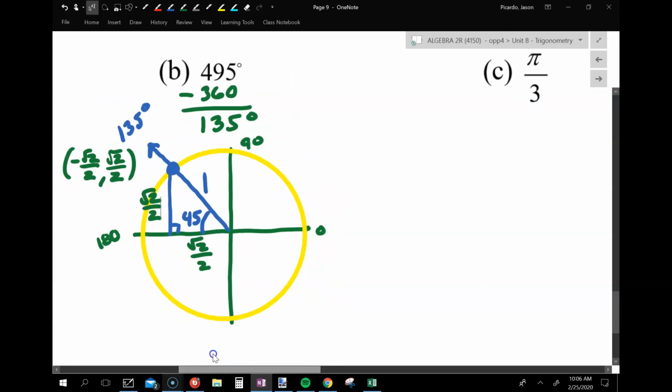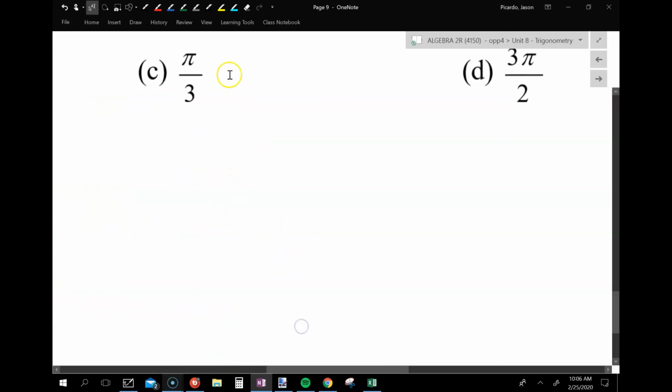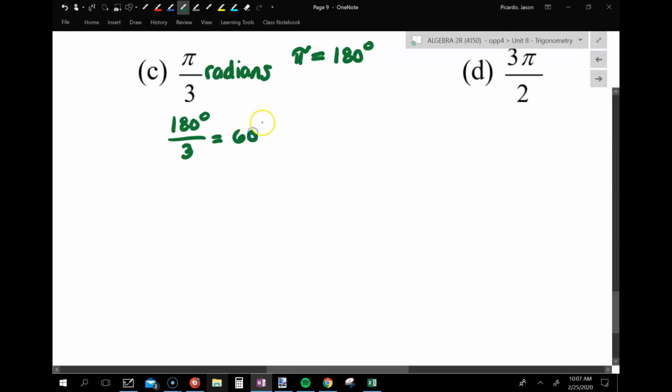Guys, these next two examples are going to be a review of everything that we've done so far in this unit. Pi over 3. Why would that be difficult to analyze? Because this is in terms of radians, right? How do I convert radians to degrees? What does pi equal? 180, right? So this is the same as 180 degrees divided by 3, or 60 degrees. So I got to play this little game with 60 degrees.